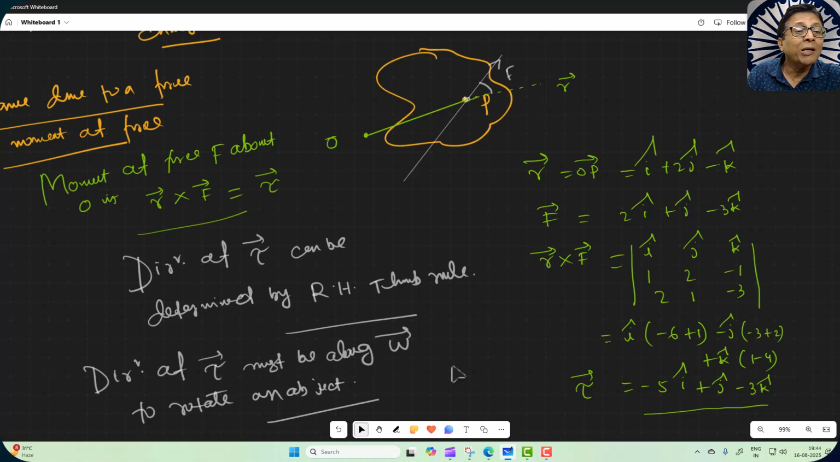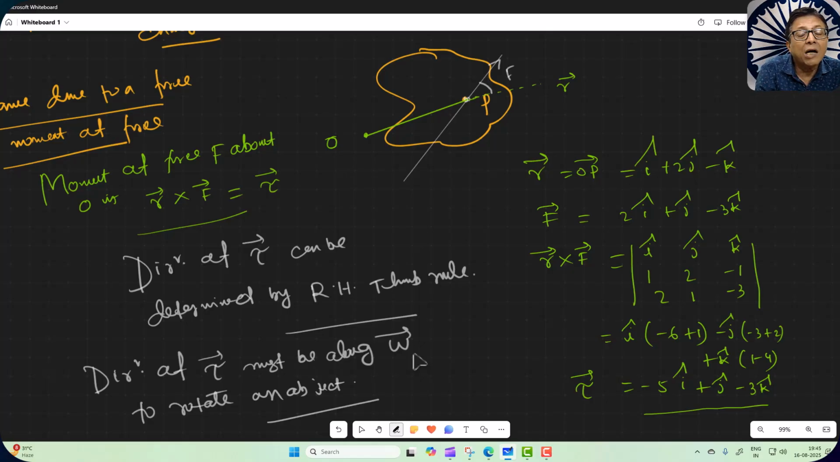So moment of force is R cross F and it produces rotational motion. Direction of tau will be along the direction of axis of rotation, then the rigid body rotates. If it is not in that direction, the rigid body will not rotate. I will explain with many examples to you, just do it.